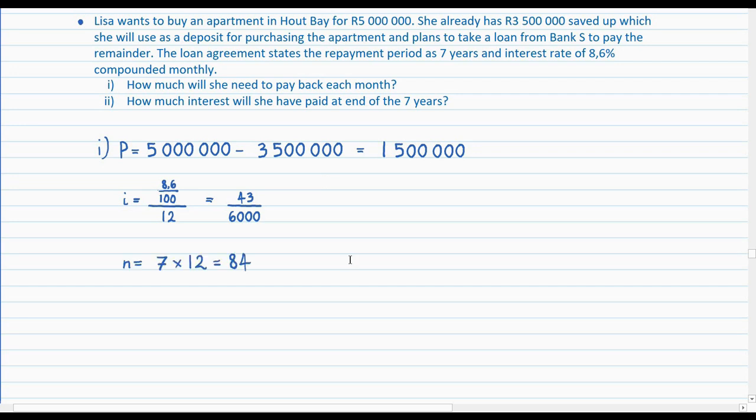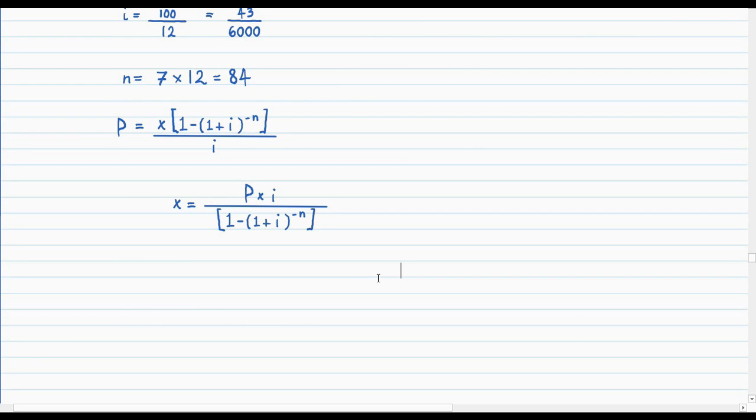Then here's the present value formula, and notice this time we actually know the present value of the loan, which is 1.5 million, and we now need to determine the value of the monthly installment, so we need to make X the subject. Then just sub in the values, which gives the monthly installment as being 23,830 Rand and 23 cents.